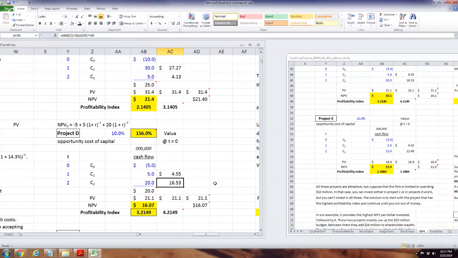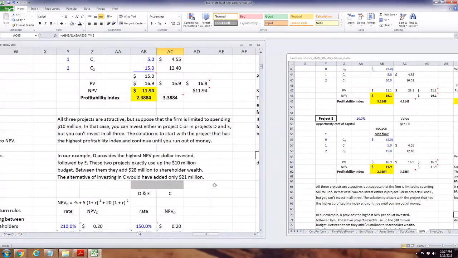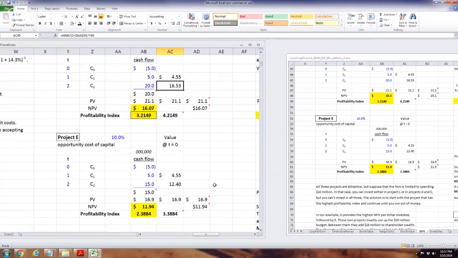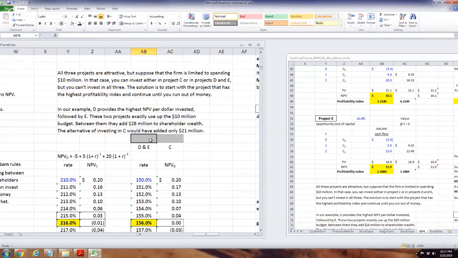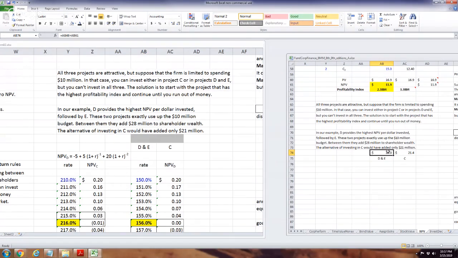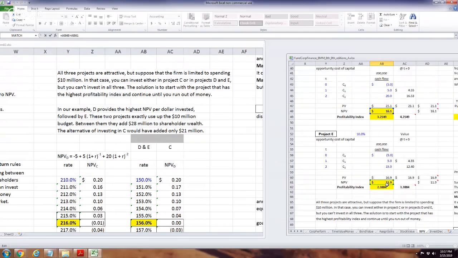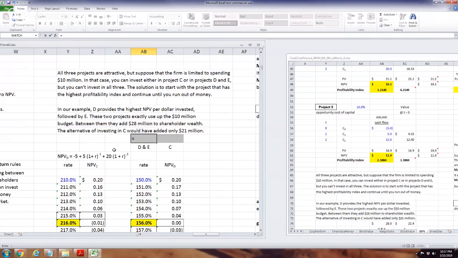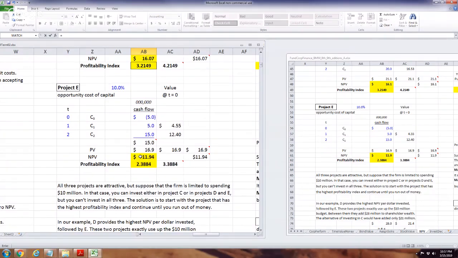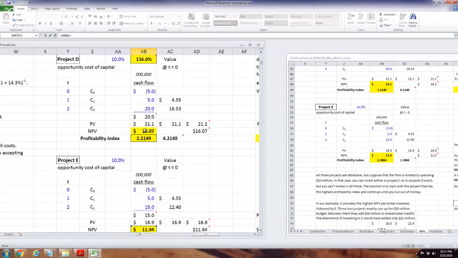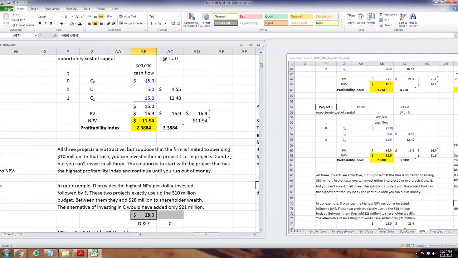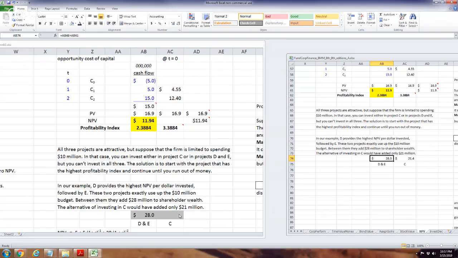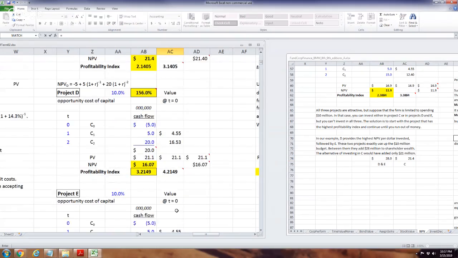So D is the maximum one, and then it says retract from spending 10 million. So here you have 5. So you take D and E. So the choice here is D and E. And we're seeing where these things came from. D and E was 48 and 61. The two NPVs were added, equals 28 million. And this was just simply C by itself.